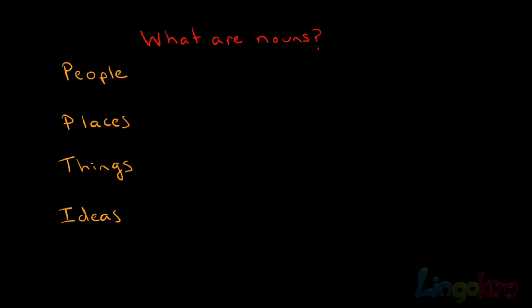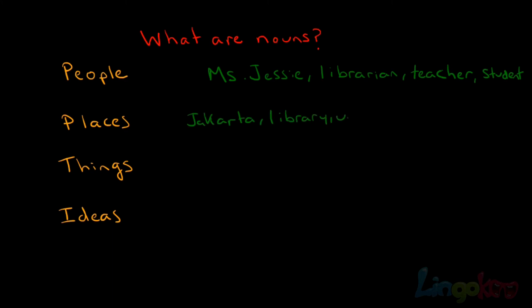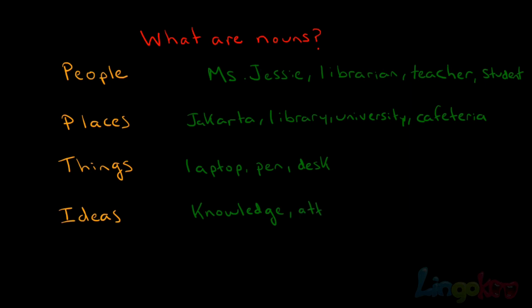So people, think of maybe a teacher, Miss Jessie, would be a noun. A librarian, a teacher, a student. Places, think of Jakarta, library, a university, cafeteria. Things, such as a laptop, a pen, a desk, and ideas. So something like knowledge, attention, information. All of these are examples of nouns.